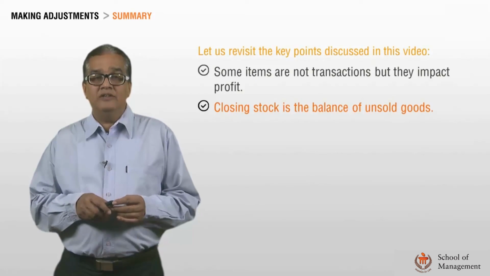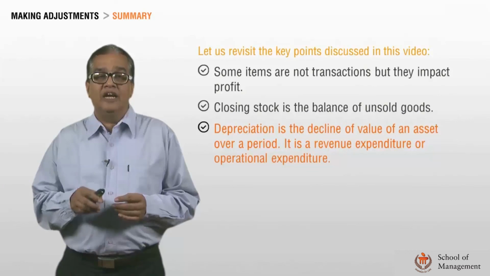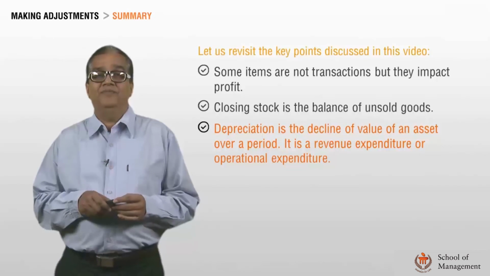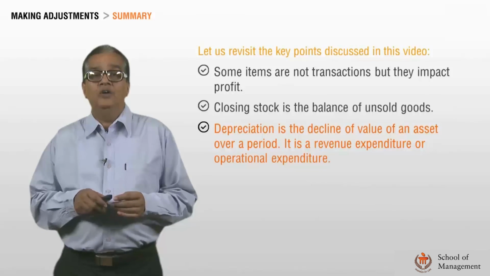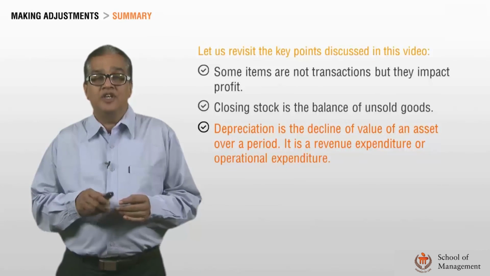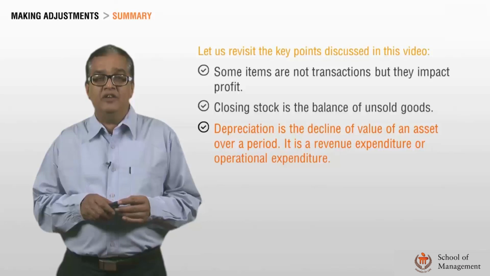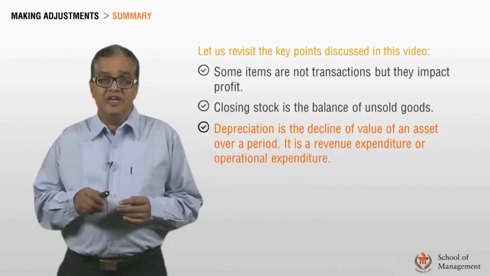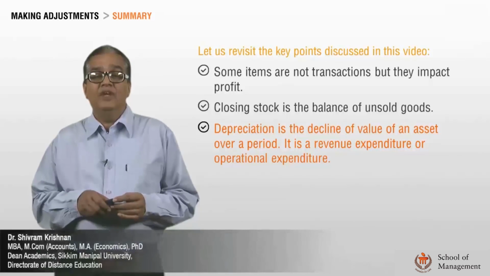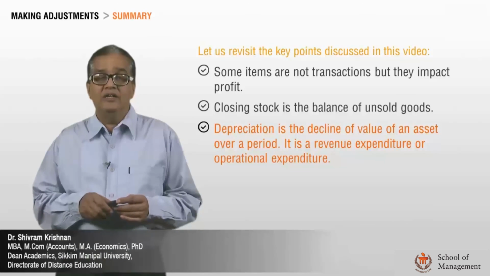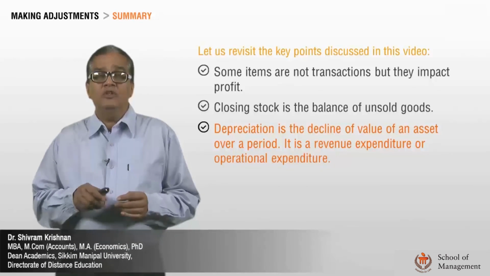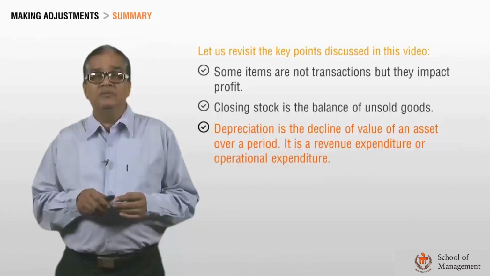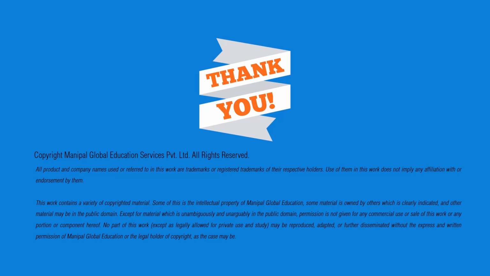You also learned that depreciation is the decline in the value of a fixed asset over a period. You learned how depreciation is recorded as a revenue expenditure or an operational expenditure in the profit and loss account on the debit side. And you also learned how both closing stock and depreciation were shown in the balance sheet.